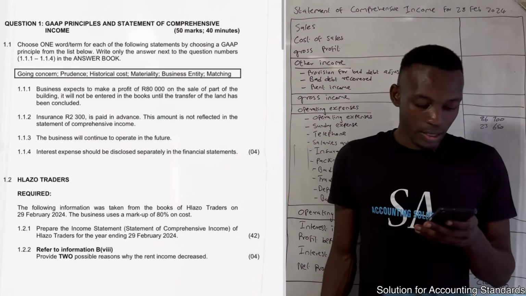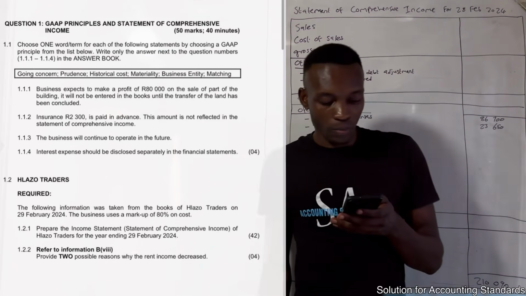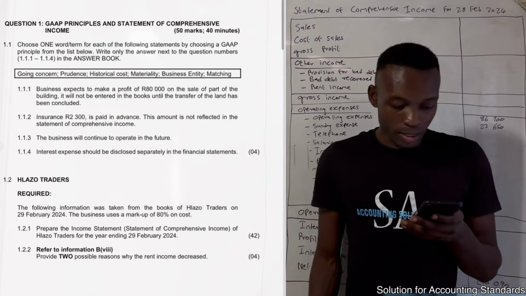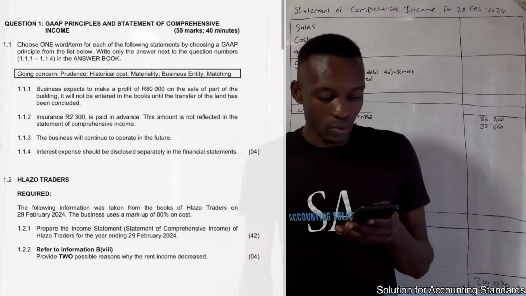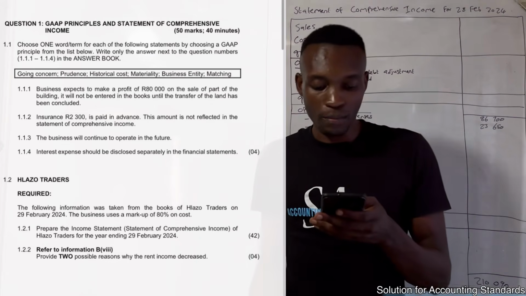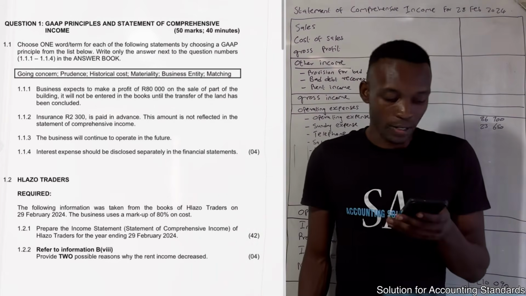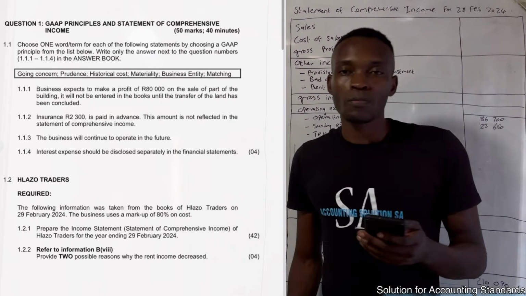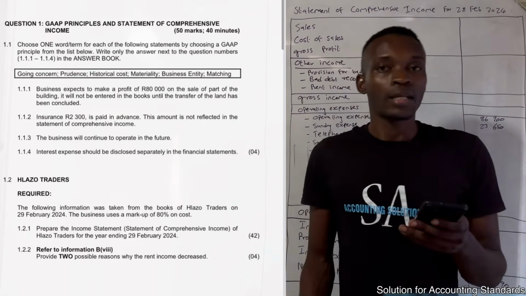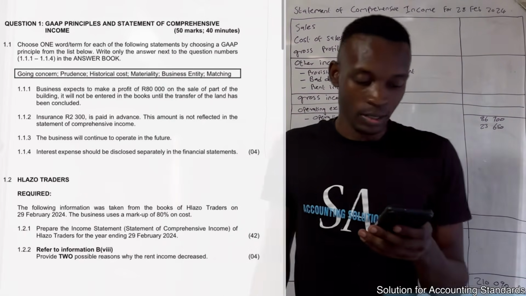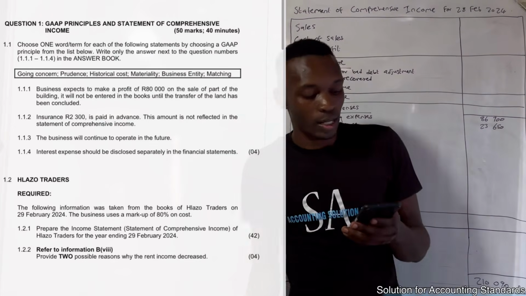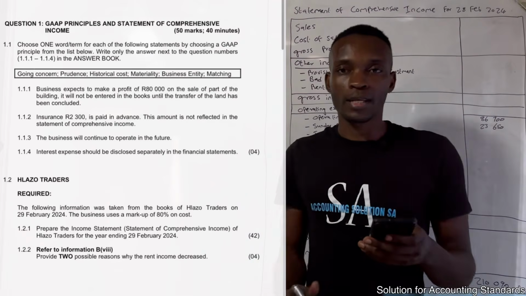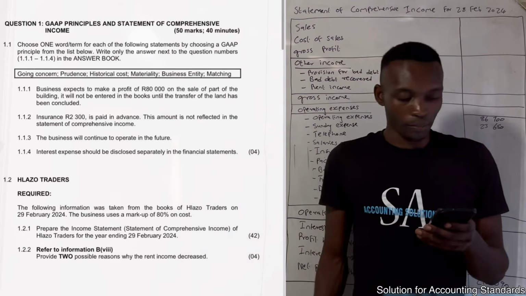1.1.1, they say that the business expects to make a profit of 80,000 on the sale of the building, and it will not be entered in the books until the transfer of the land has been concluded. In other words, there is no transaction to be recorded until the transaction has been made. For now, there are no sales that have been conducted. So the principle that applies in this case, guys, is called prudence.